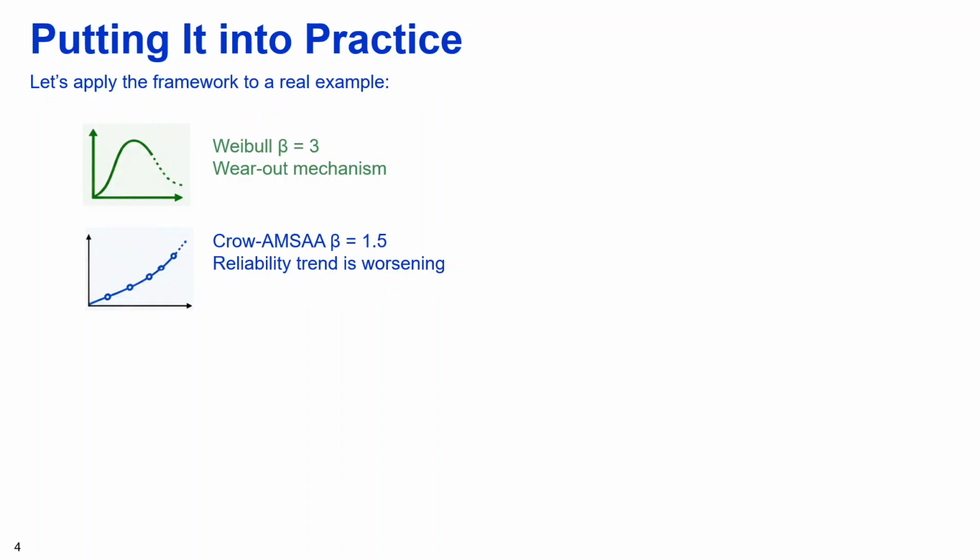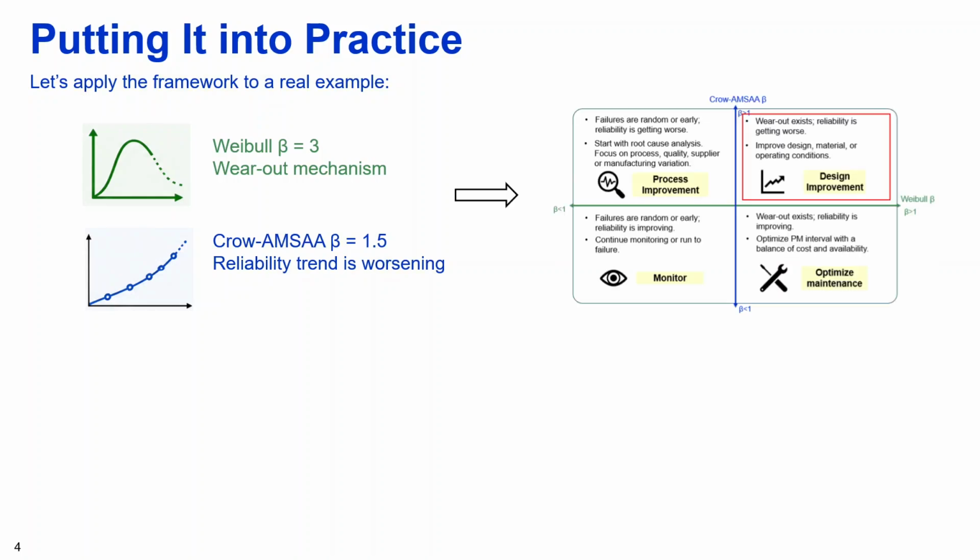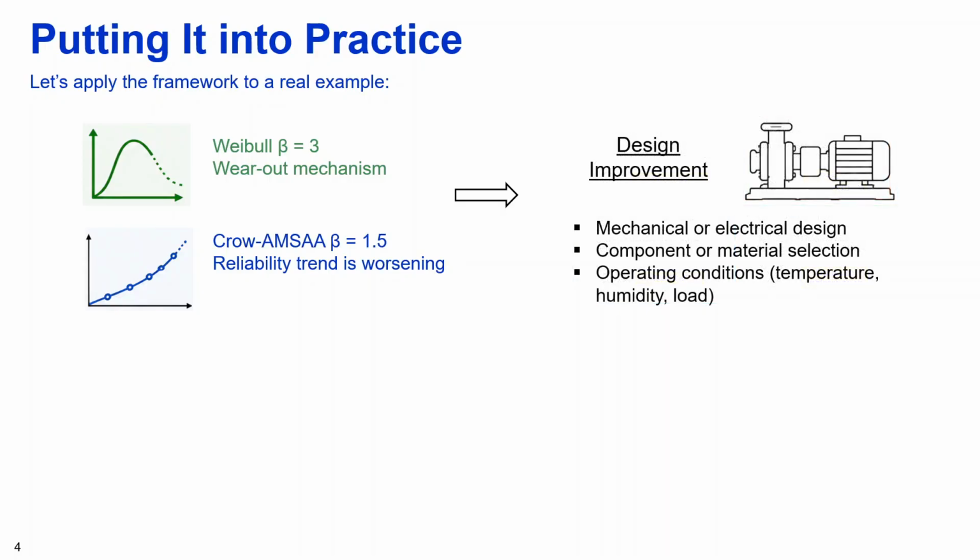Together, these results place the population into the upper right quadrant, where preventive maintenance with part replacement is necessary because wear-out is present. However, the maintenance alone is not sufficient to solve the problem. The first step is to understand the root cause and investigate the underlying failure mechanism and improve the design. During the investigation, you may focus on the mechanical structure, component selection, material choice, or other operating conditions.